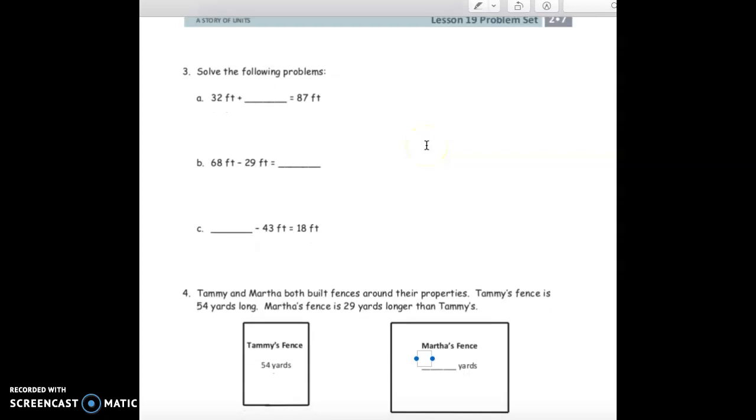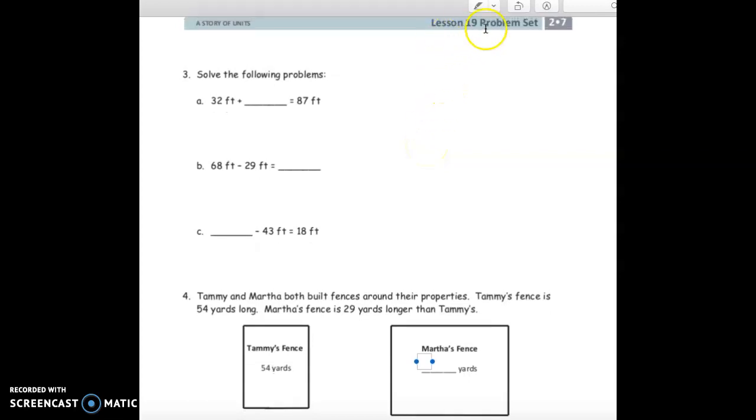Today I'm going to be doing Module 7, Lesson 19 problem set, the second page of it, so it's numbers 3 and 4. All right, so let's start with number 3. It says, solve the following problems. 32 feet plus blank equals 87 feet.